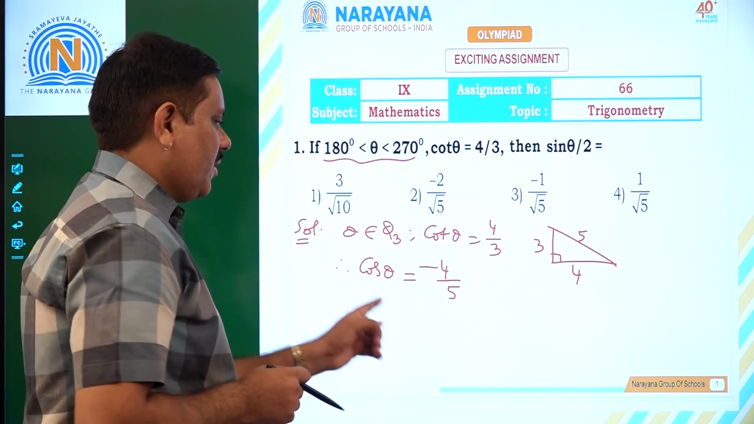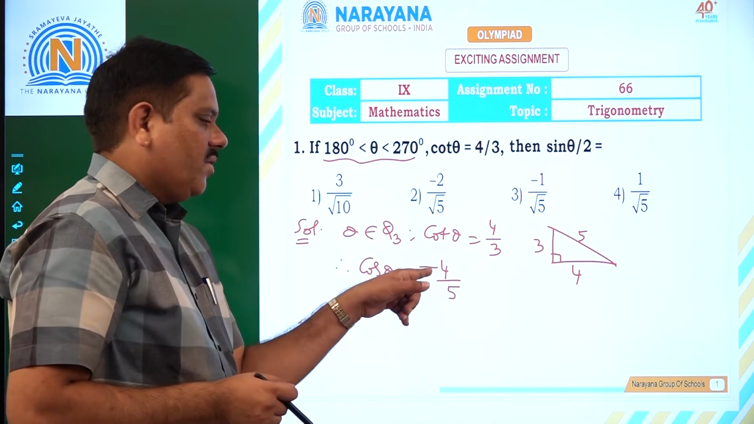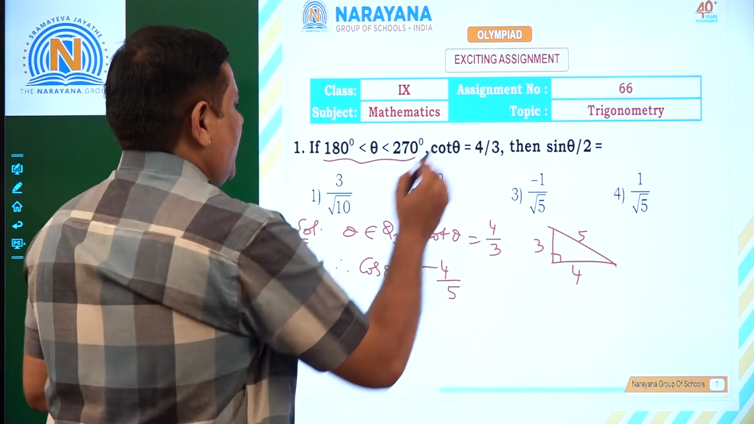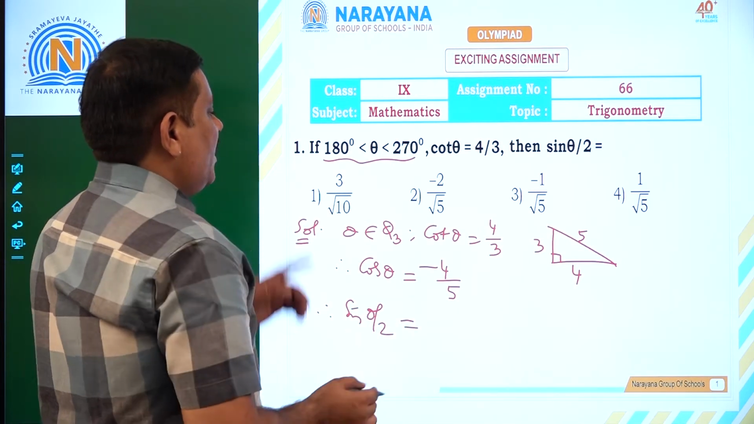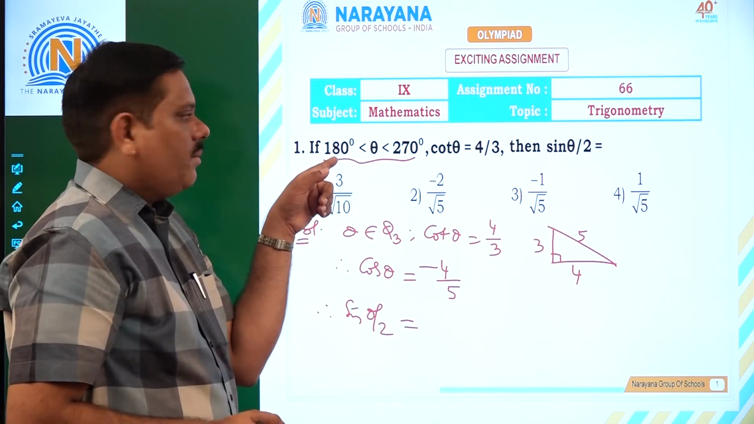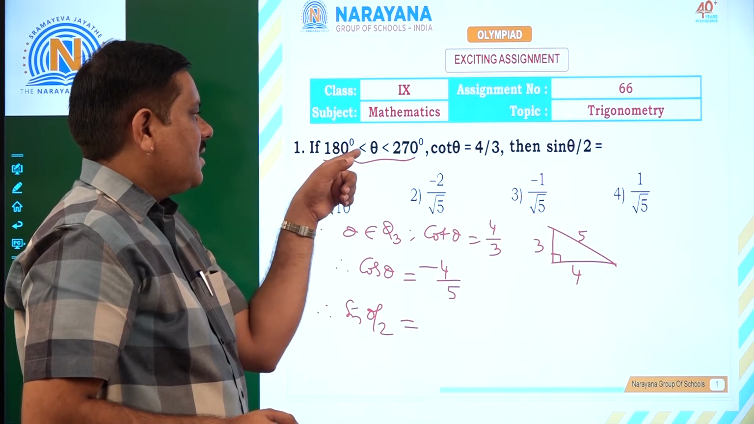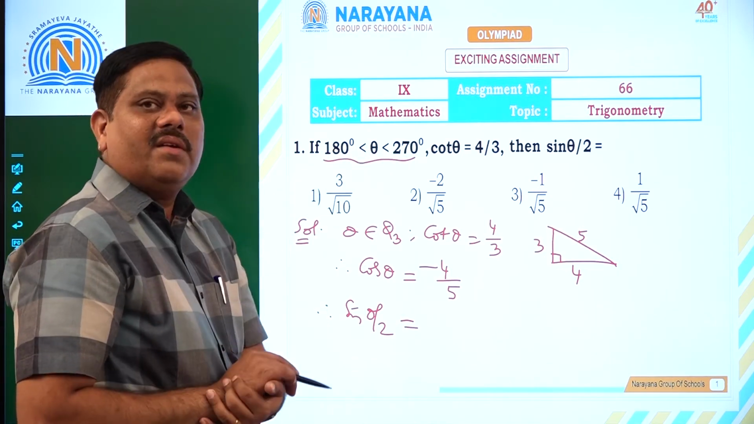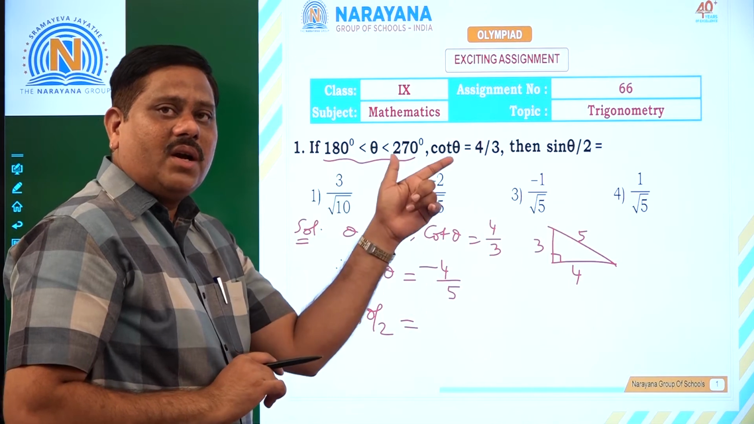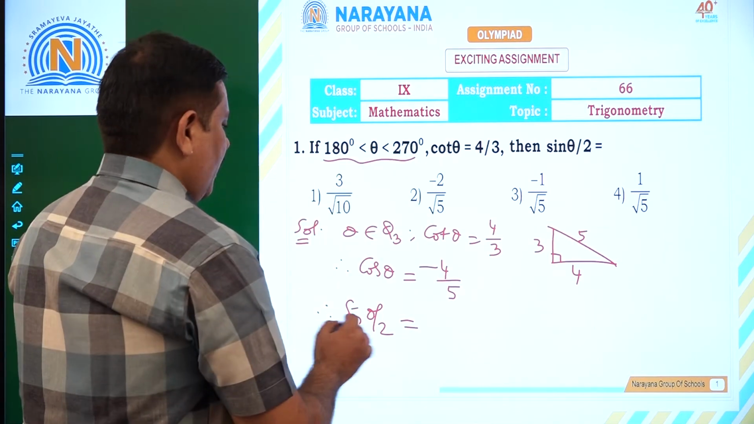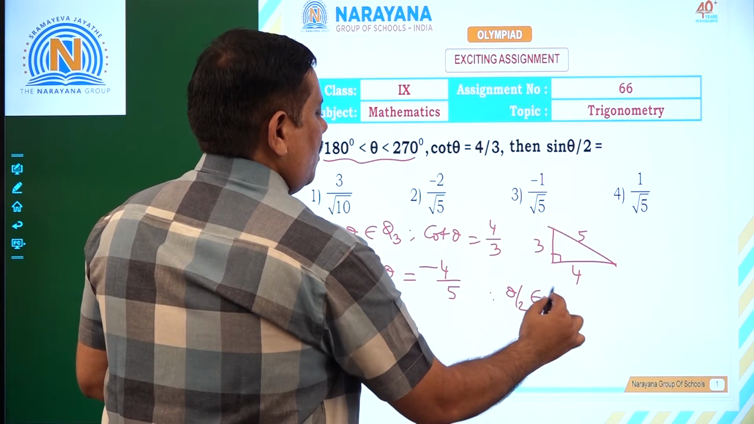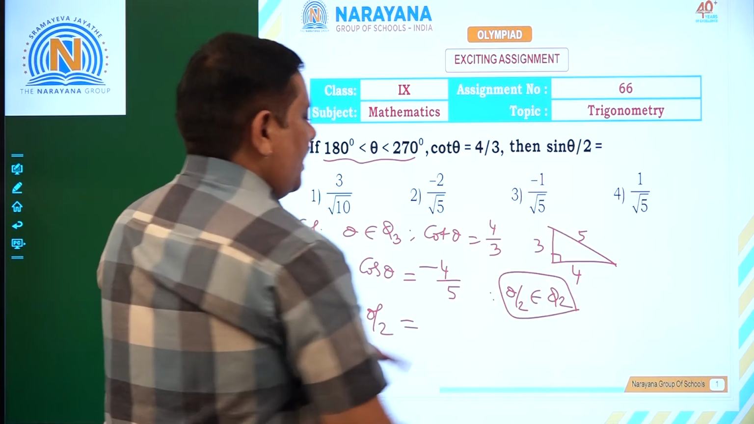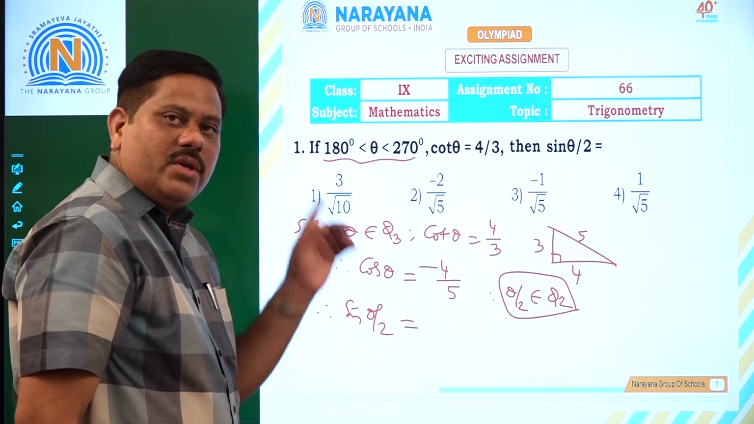So cos theta value is minus 4 by 5. This is very important. Based on theta, we have given the sin. Fine. Now what is sin theta by 2 for us? If you take theta by 2, it is 90 degrees less than theta by 2 less than 135 degrees. Theta by 2 is in which quadrant? Quadrant 2. Theta by 2 belongs to quadrant 2. In quadrant 2, sin theta by 2 is positive.